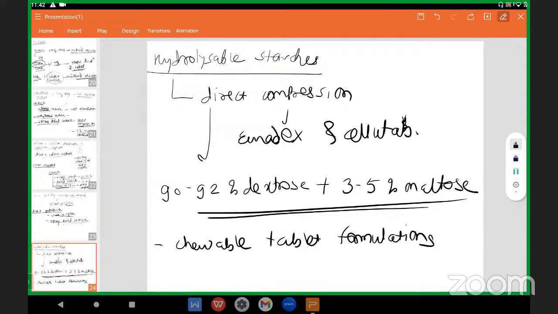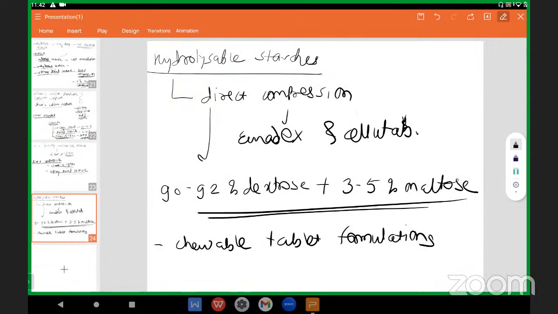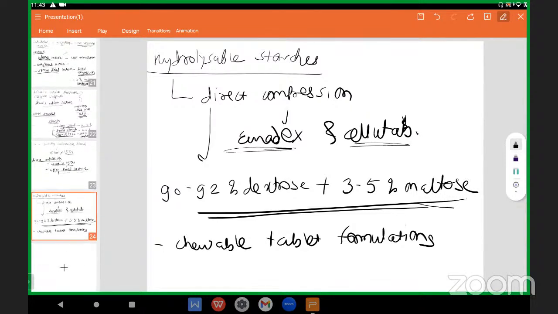Clear this point? So in starches, what all will come? Corn starch, dried starch, starch 1500, and the next category will be the hydrolyzable starches. When you see the hydrolyzable starches, there are two brands, Emdex and Celutab. So what is the composition of both? Directly compressible starches contain 90 to 92% of dextrose and 3 to 5% of maltose. Clear this point? These are very short points. Right? Any doubt here? No, sir. Can we move ahead?